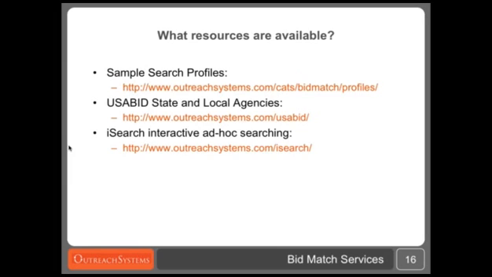We talked about some of the resources already. We have the sample search profiles available. If you want to see a listing of all of our state and local agencies, you can go to our website and take a look at all of the state and local agencies. And of course, we also have our iSearch interactive database available where you can go and do your own searches. You will have been given a username and password that allows you access to iSearch, where you can do some queries before you create the search profile.